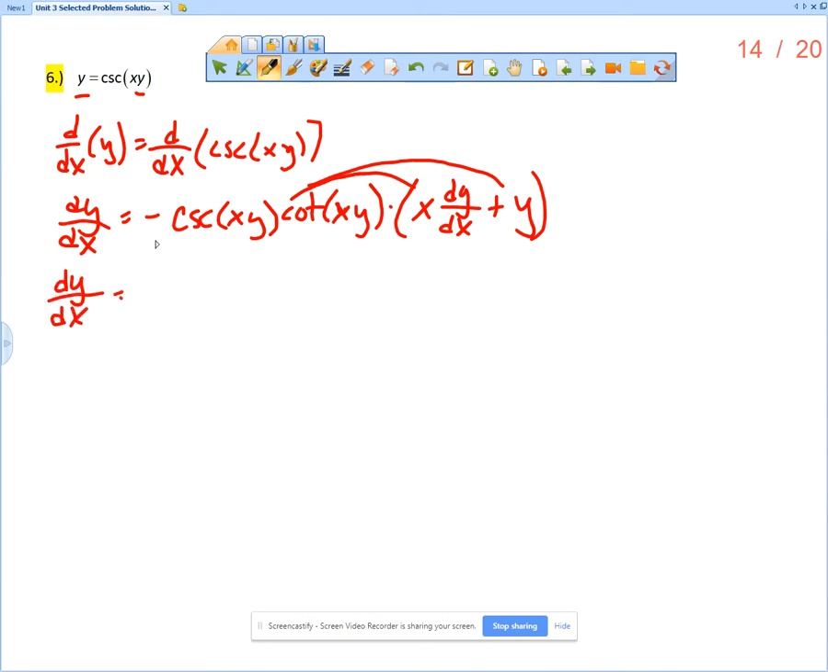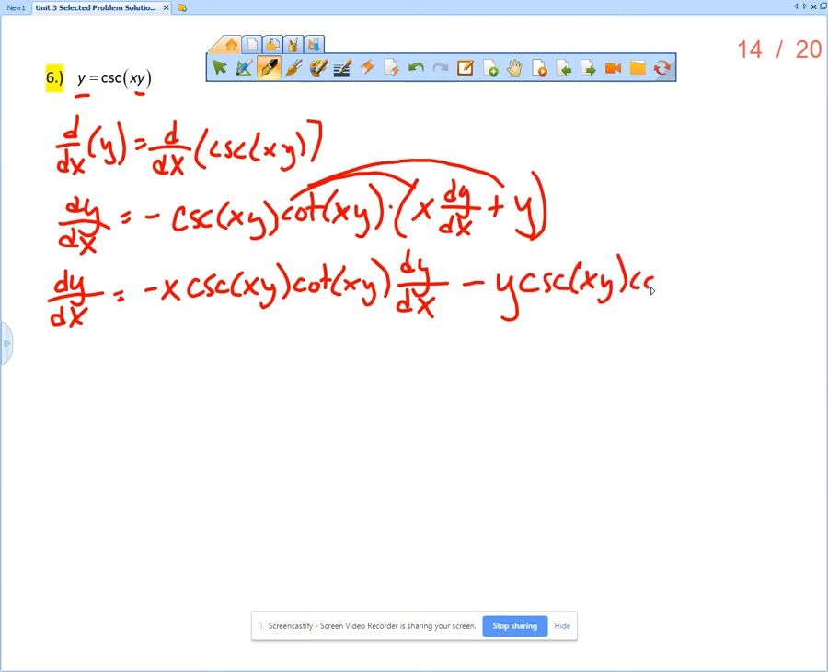On the right side, I've got the negative, and I'm going to put the x in front: negative x cosecant xy cotangent xy times dy/dx. And then I'm going to distribute this negative cosecant xy cotangent xy to y, and so I get minus, and I'm going to put the y in front, cosecant xy cotangent xy.